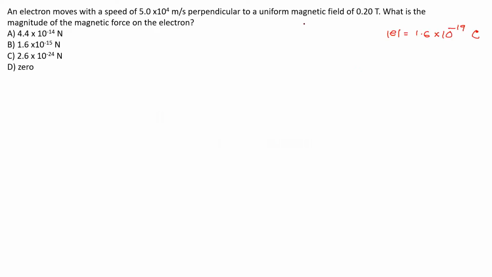Yes, it is B. So if I use the equation QVB sine, perpendicular means sine 90. Q is 1.6 times 10 to the negative 19. V is 5 times 10 to the 4. B is 0.2, and it gives you the answer B.